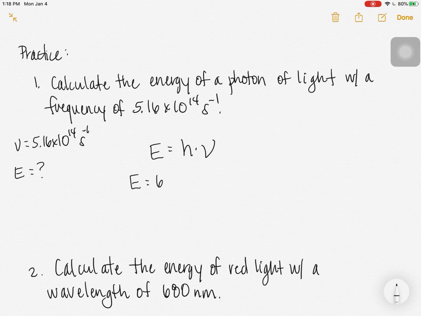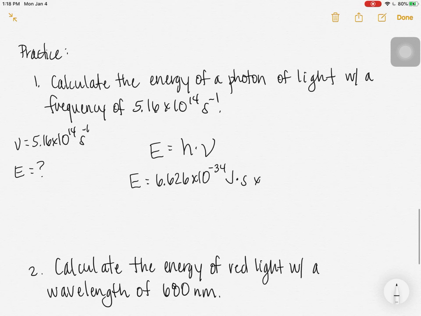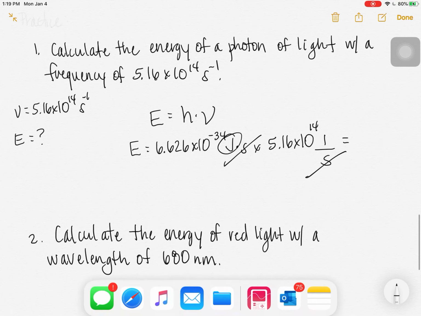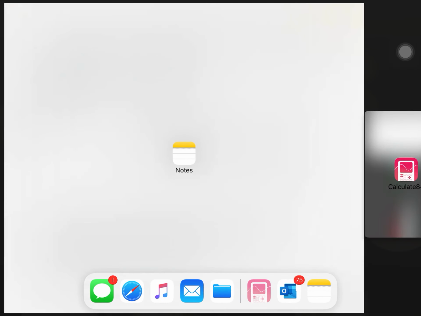Don't have to do any algebra, right? So E equals H. I'm just going to look it back up. 6.626 times 10 to the -34th joules times seconds times frequency, which they gave me. Remember, seconds to the -1 is 1 over seconds. Look what happens to your units. Boom, boom, leaving me with joules. And I just need my calculator back.